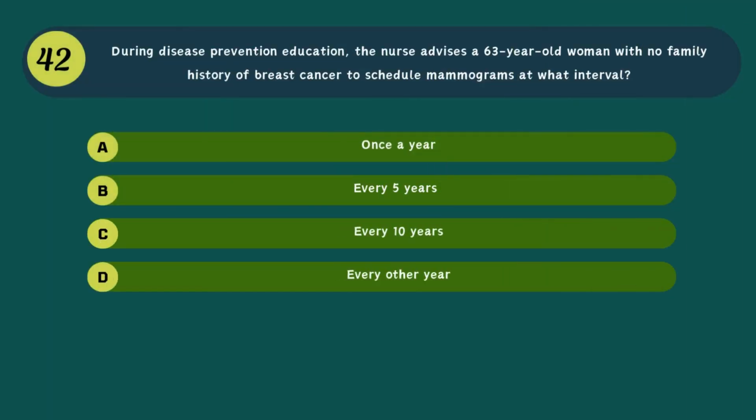Question 42. During disease prevention education, the nurse advises a 63-year-old woman with no family history of breast cancer to schedule mammograms at what interval? A. Once a year. B. Every 5 years. C. Every 10 years. D. Every other year.